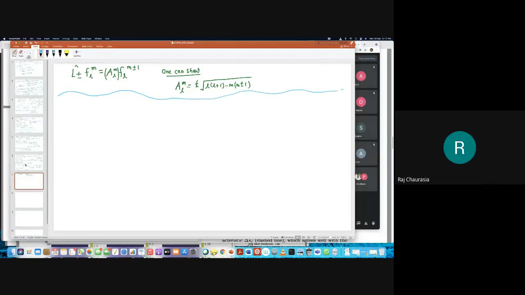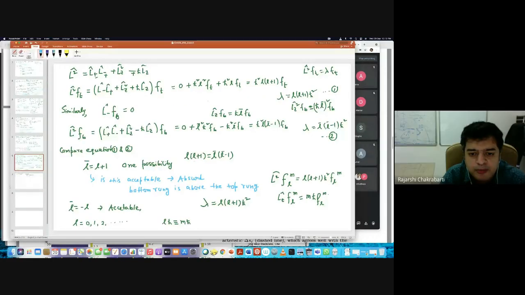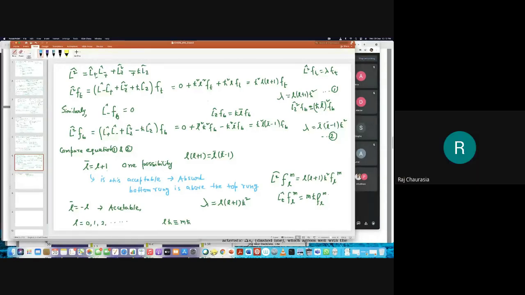See, if I compare these two, L into L plus 1 equal to L minus L bar into L bar minus 1. One possibility is that L bar equals L plus 1. If I put that, that will match, no? Because L bar minus 1 will become L, and L bar will become L plus 1, isn't it? This will match. Yes, sir. But this is not acceptable.